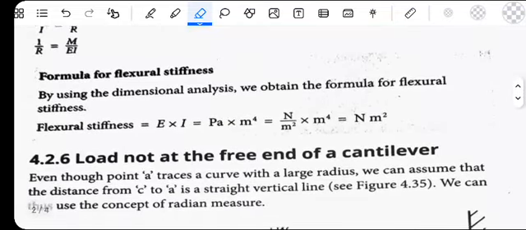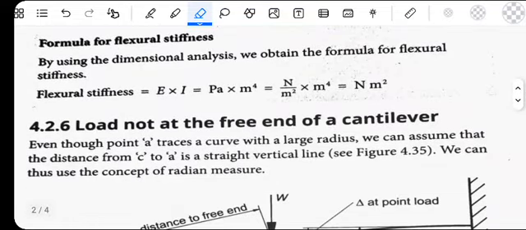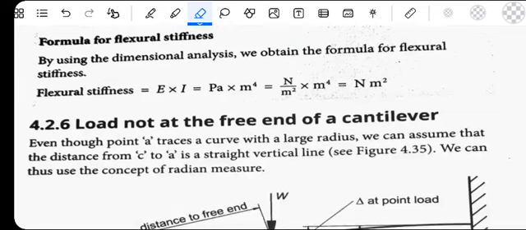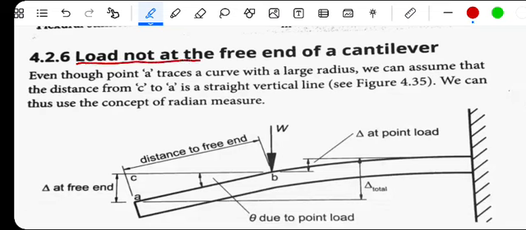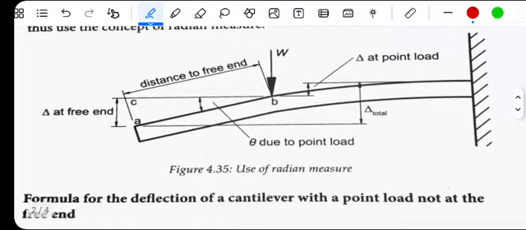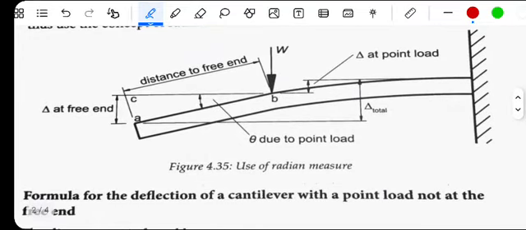All right, the example here is given. We'll have additional deflection. All right, let's check. They say the load is not at the end of the cantilever, not at the free end. What will happen? We'll have the additional length. Now we have a cantilever. You see it is placed here.